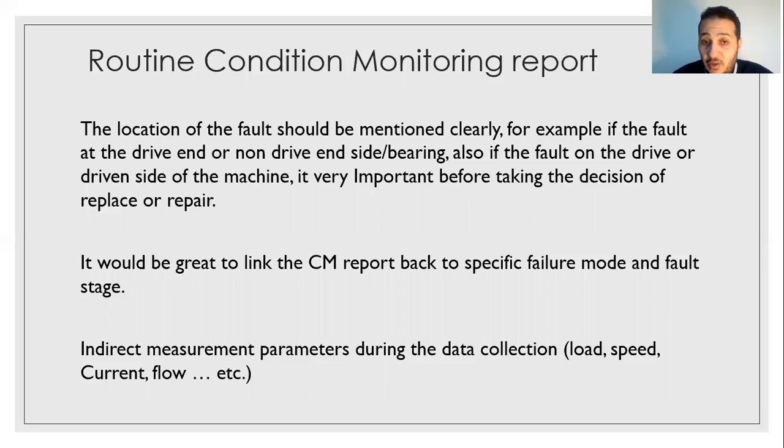It would be great to link the CM report back to a specific failure mode and fault stage. Indirect measurement parameters during the data collection should be included, like the load, the speed, the current, the flow. Some of the compressors, when you change the valve opening angle or the load, you can see some changes in the vibration levels, which is related to these indirect measurement parameters.